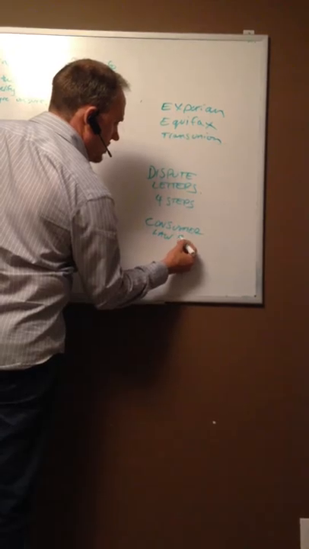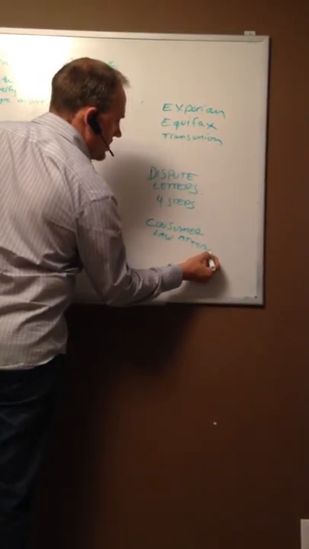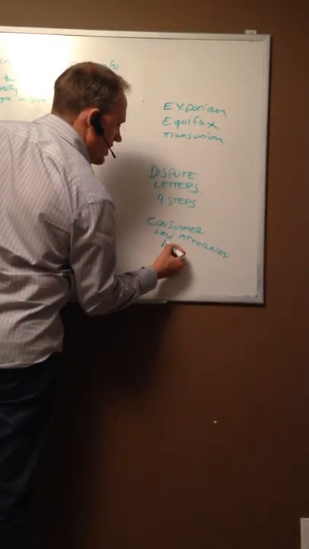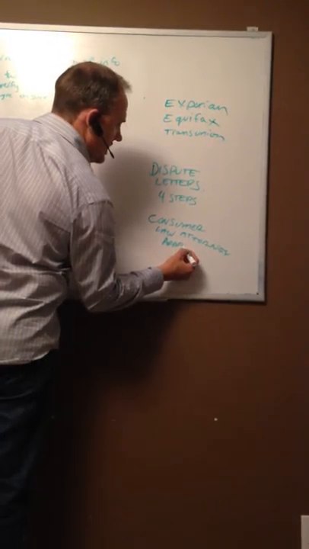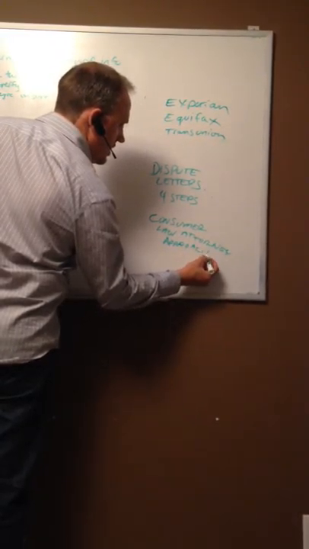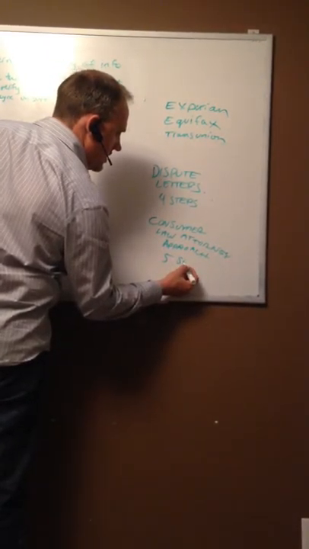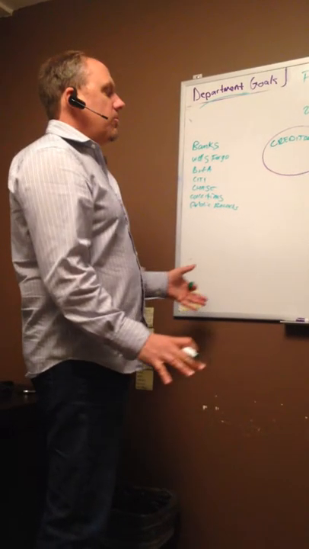Law attorney approach. We call it the pre-litigation approach. So write that down, Joe. Pre-litigation. Five steps. So there's only one step different. So the dispute letter approach is this.